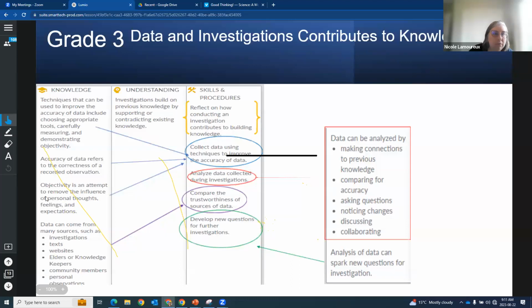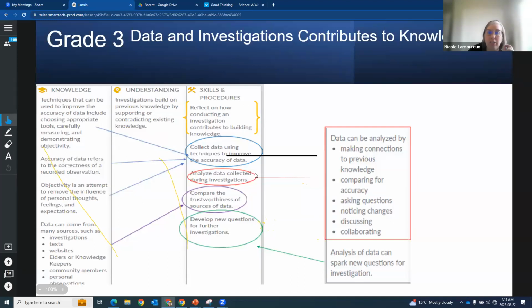Well, we have to go down to the third knowledge statement. What is objectivity? That's defined for us. Objectivity is an attempt to remove the influence of personal thoughts, feelings, and expectations. Again, I'm going to talk about what this looks like in the classroom and give examples a little bit later. We're just unpacking this here. Accuracy means the correctness of recorded observations. That's something we're really going to teach, assess, and focus in on in grade 3.